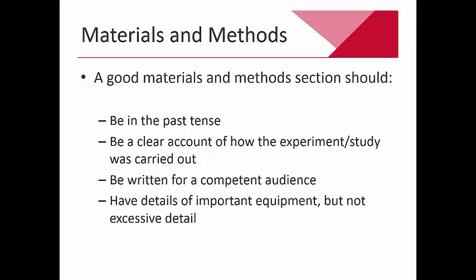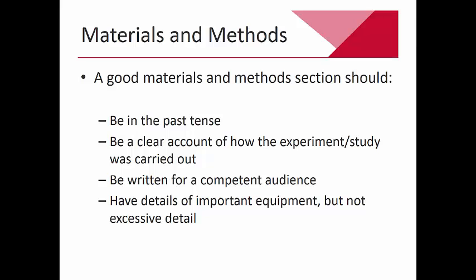First of all, materials and methods, because you're describing something that you did, it's usually in the past tense. So you would write that you poured beaker A into beaker B and heated it to 100 degrees. You wouldn't say you will pour beaker A into beaker B and heat it to 100 degrees, so you do it in the past. So it should be a clear account of how the experiment or study was carried out.